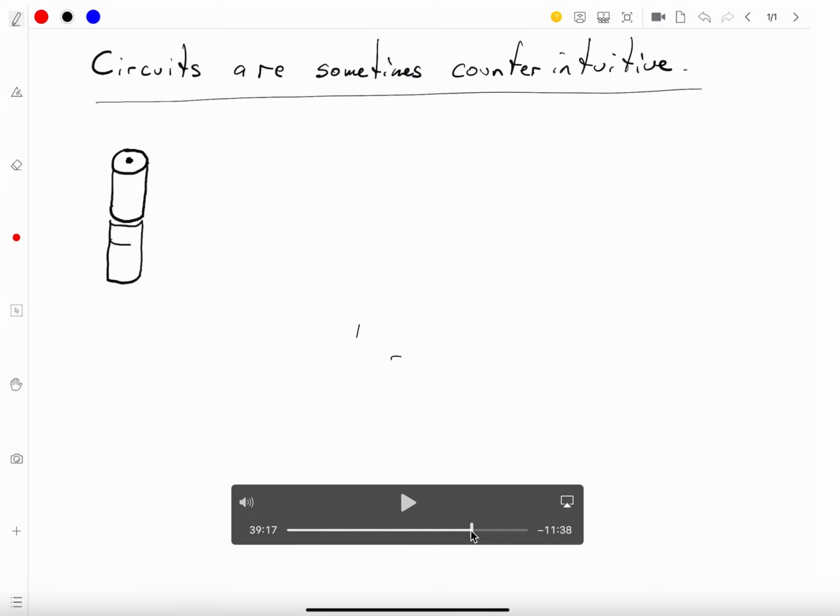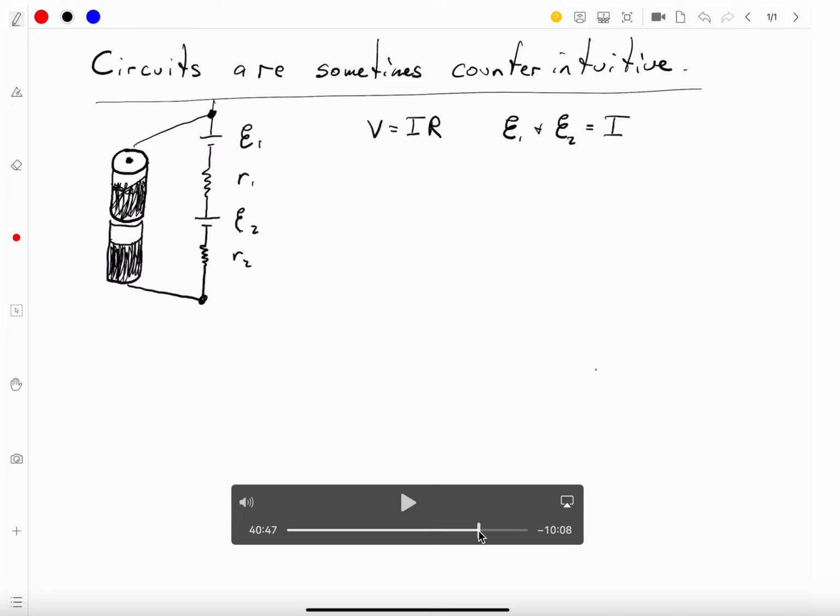Sometimes I get my minus signs mixed up. Okay, so circuits are sometimes counterintuitive, and that is totally true. You think you're getting something, and you're really not. So let's do 2 batteries in a row. We've got E1, R1, E2, R2. It's EMF 1, of course, and E2, R2.